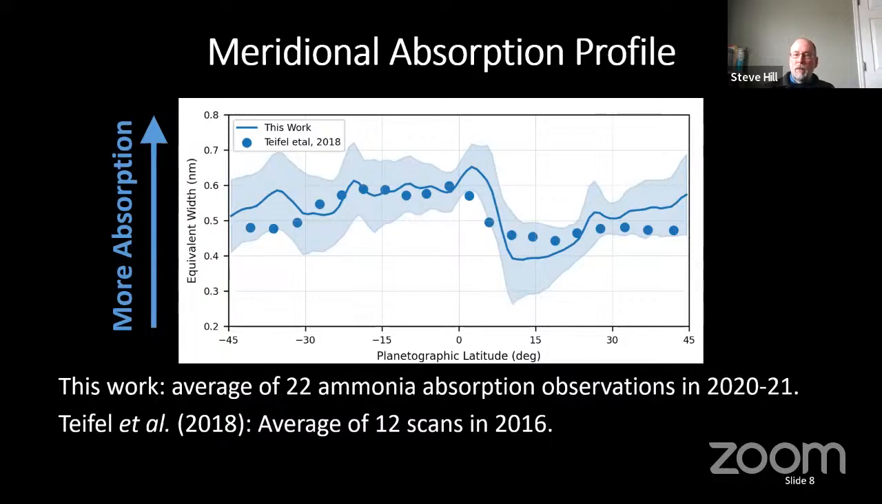The shape of the absorption in this work follows that of Teufel from 2018. Note that they produced this data with the average of 12 long slit spectra from a much larger telescope. So we see pretty good matching of the absorption here. And again, that's very encouraging.